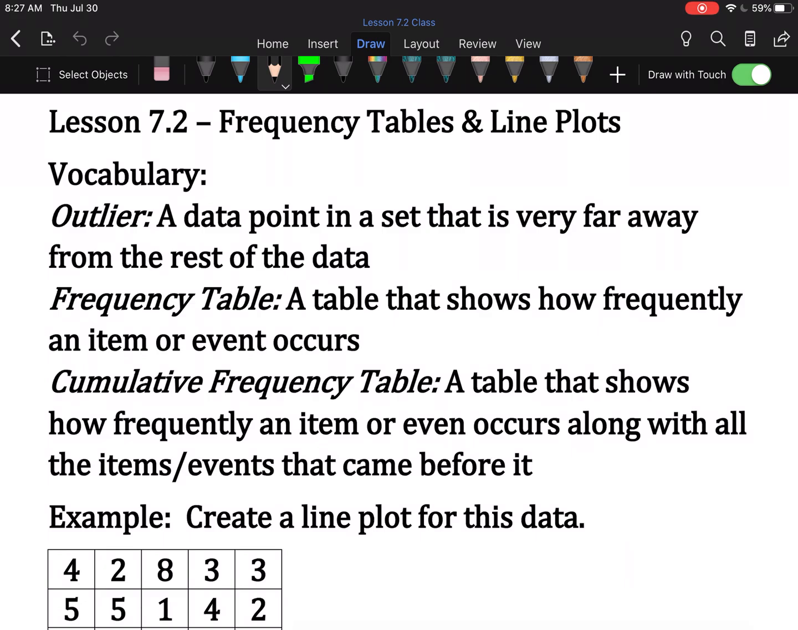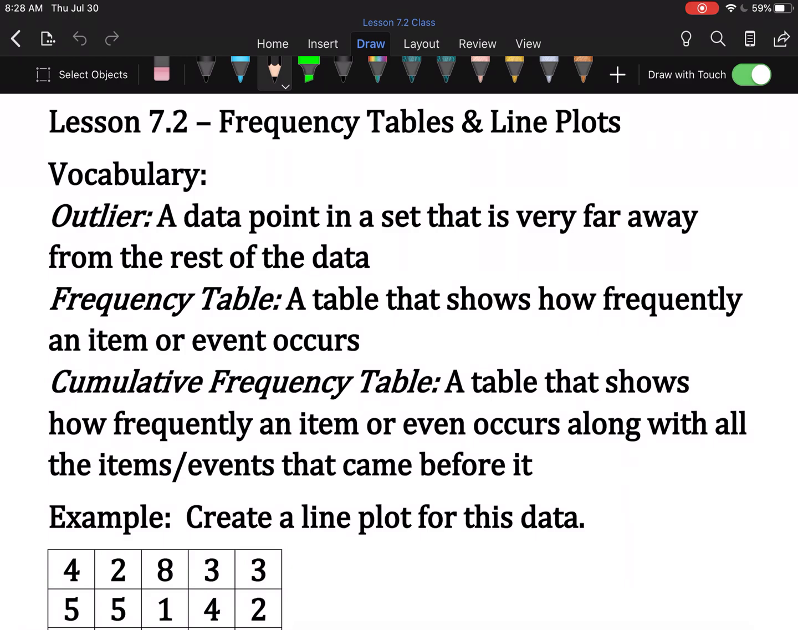So first, some vocabulary. An outlier is a data point in a set that is very far away from the rest of the data. So like in the groups we were doing yesterday and the day before, in the second set where it was 5, 6, 6, 7, 7, 8, 8, 9, 9, 91, 91 was an outlier.